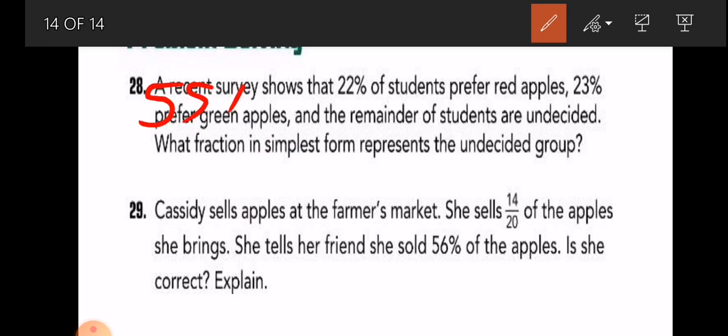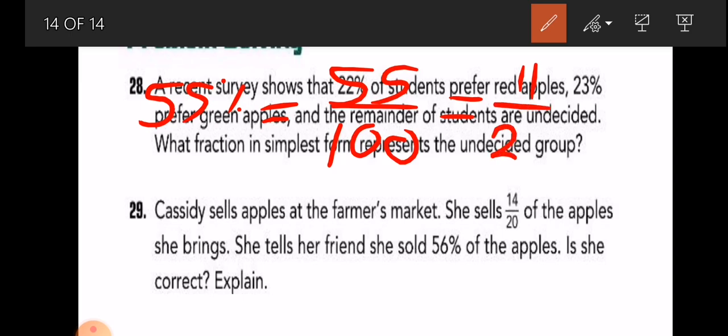How to make the 55% as a fraction? It means it's 55 over 100. This is the fraction, but they said in simplest form. So I should divide by 5 up and down. By 5 up, it's 11. By 5 down, it's 20. So 11 over 20 undecided.